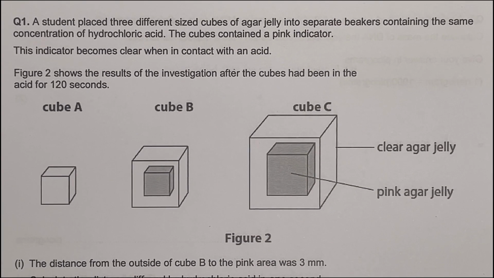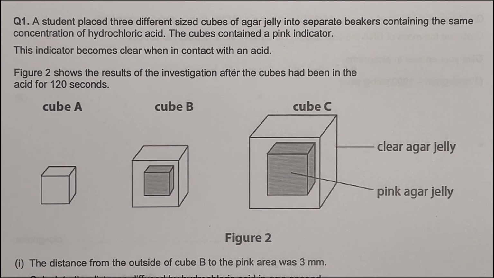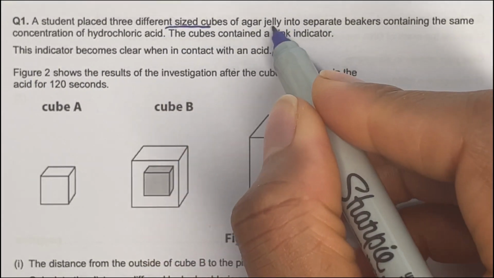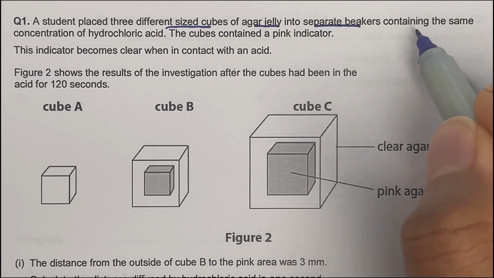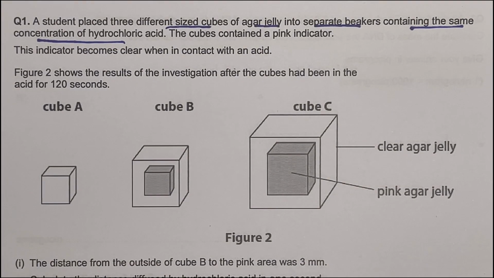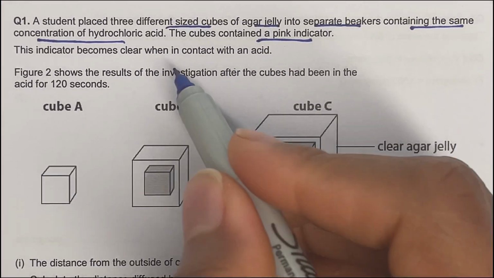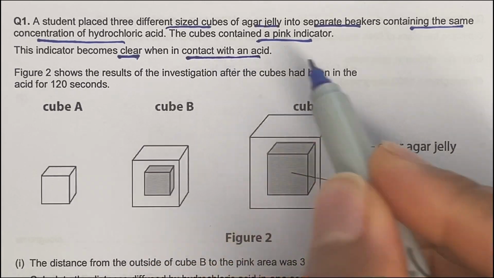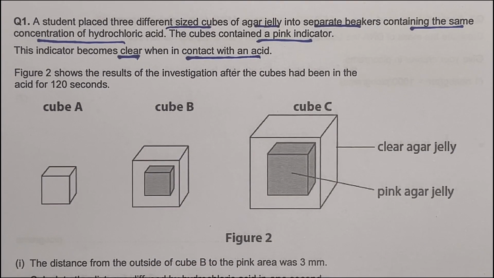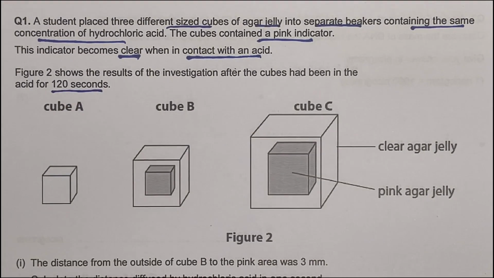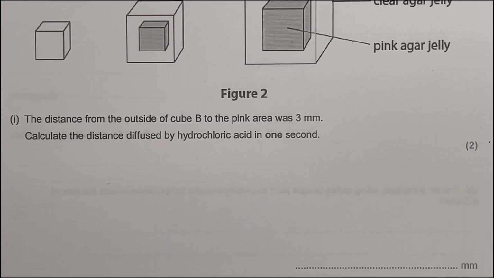A student placed 3 different sized cubes of agar jelly into separate beakers containing the same concentration of hydrochloric acid. The cubes contained a pink indicator. The indicator becomes clear when in contact with acid. Figure 2 shows the result of the investigation after the cubes had been in acid for 120 seconds. Cube A, B, C. Question: the distance from the outside of cube B to the pink area was 3 millimeters. Calculate the distance diffused by the hydrochloric acid in 1 second.